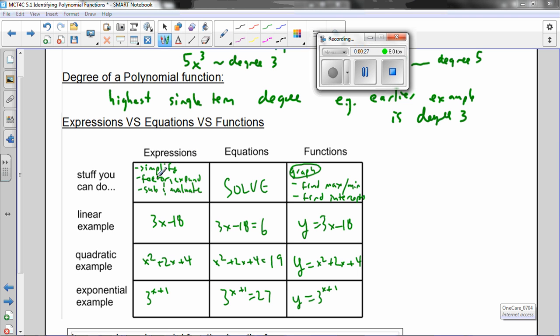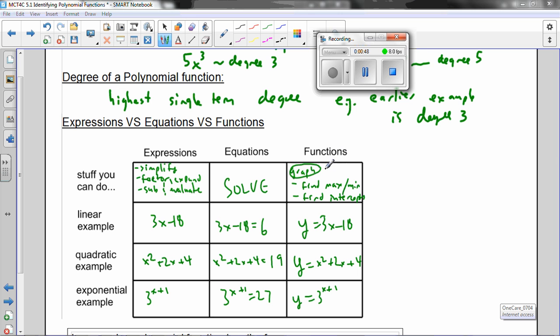So if we're given an expression, what are some things that we can do? We can simplify the expression, we can factor and expand the expression, we can substitute into the expression and evaluate. Whereas if it was an equation we were given, we're going to solve it. That's about all we can do with equations, is solve them and maybe check that our solution is correct.